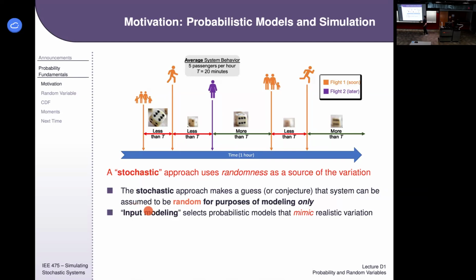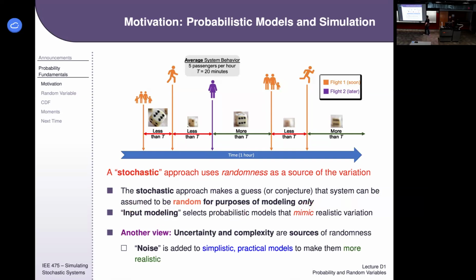Input modeling goes a step further: now that you've taken that stochastic approach, what models are you going to use to generate these variations? Rather than the deterministic process of saying exactly what all the details are for why this family arrives at a different time than that family, you now focus on distributions. What distributions are out there, and what are the best fit for the real data that I can see? That is input modeling. It selects the probabilistic models that mimic our realistic system.